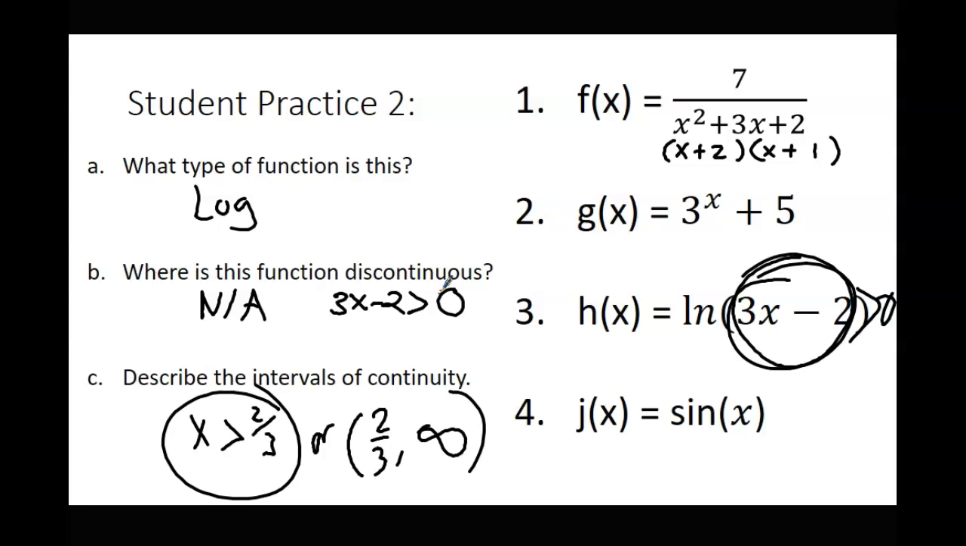The answer to the last one, guys, was no discontinuity and continuous everywhere. Okay? But I will be posting your homework for tonight, and I'll see you guys mañana.